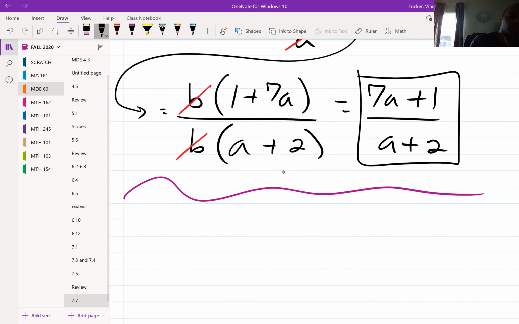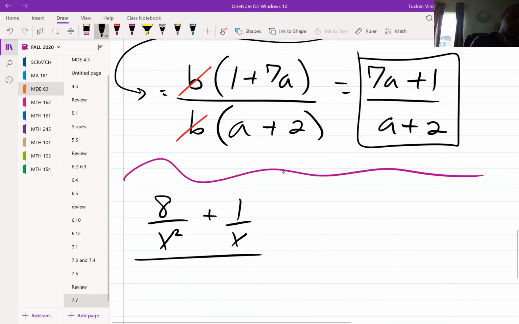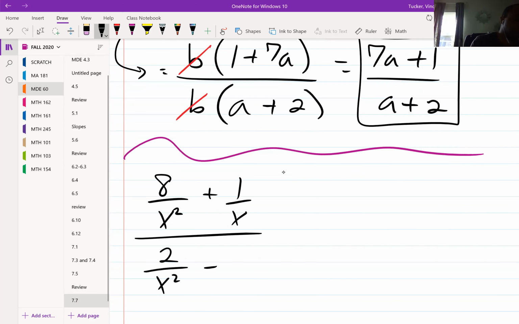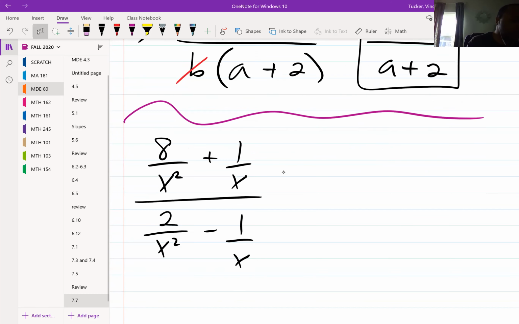Let's try another one. Here we have 8 over x squared plus 1 over x, over 2 over x squared minus 1 over x. What would our LCD be in this case? Should it be x squared and x? Nope, just x squared. That's good enough. The highest power. Right. You got it.